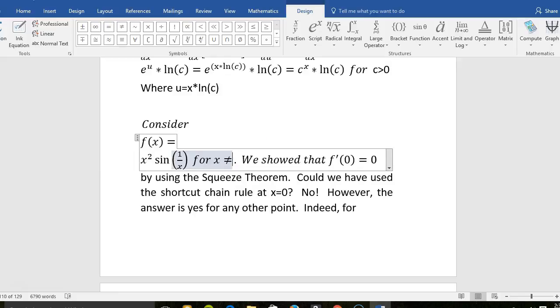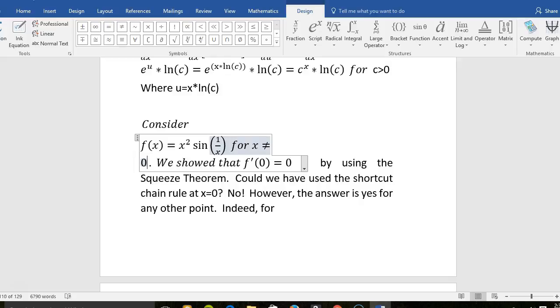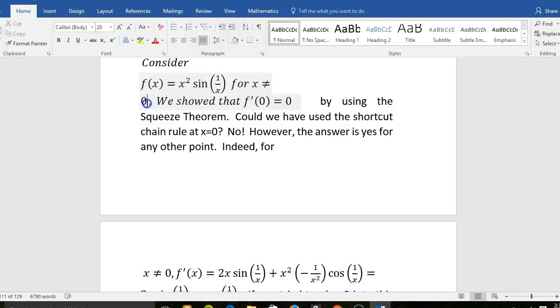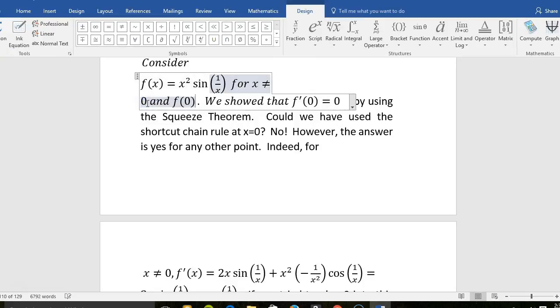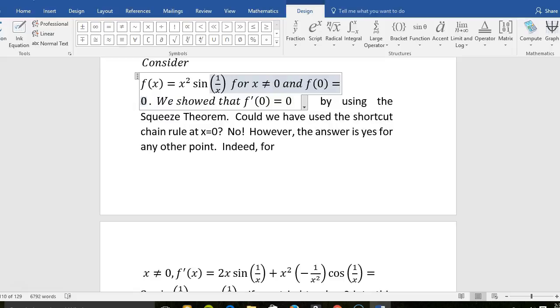We define f of x to be x squared sine 1 over x for non-zero x. But we define f of 0 to equal 0. That's crucial. I have to put that. And I'm sorry about that, guys. I'm sorry I left that out. That is crucial, and that does need to be put.